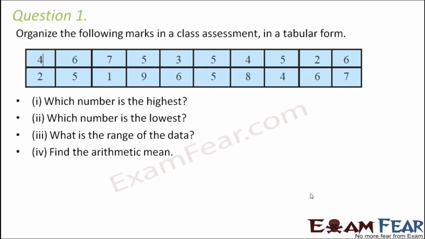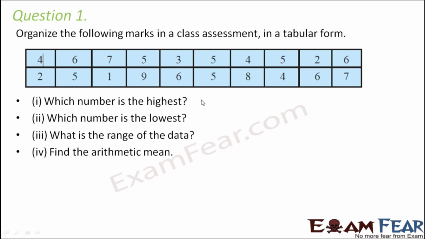Question number 1, organize the following marks in a class assessment in a tabular form. The numbers you see on the screen, like 4, 2, 6, 5, 7, 1, 5, 9, 3, 6 and so on, represent the marks scored by students in a class assessment. First we have to represent it in a tabular form. Tabular form means in the form of a table. Whenever we have to represent a group of data in the form of a table, the first thing that we do is arrange the data in a particular order. We prefer arranging it in increasing order or ascending order.